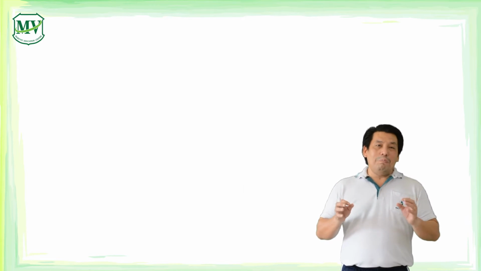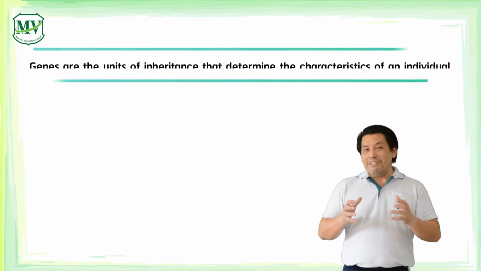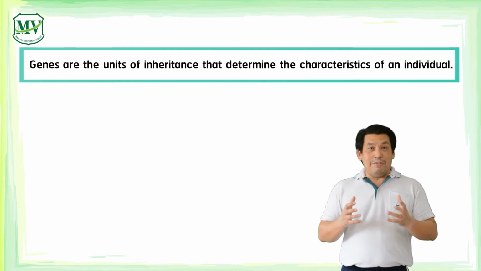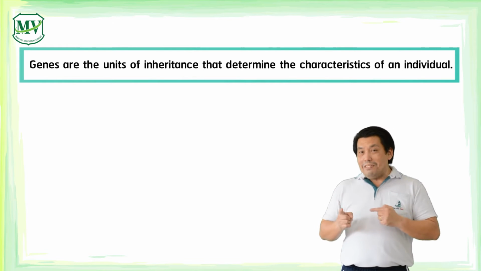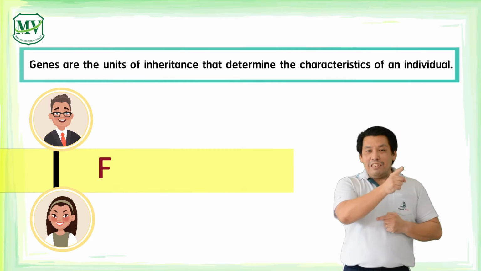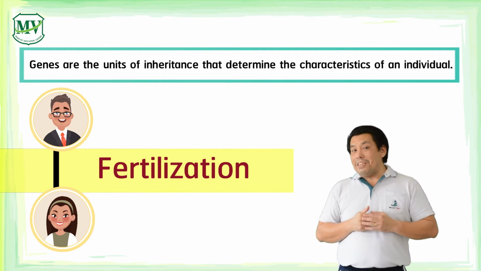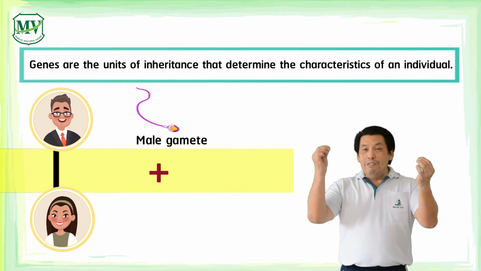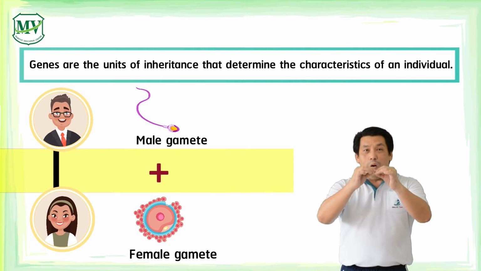Heredity is controlled by genes. Genes are the units of inheritance that determine the characteristics of an individual. The traits are passed down to the next generation through fertilization, the process where the male gamete fuses with the female gamete to form a zygote.